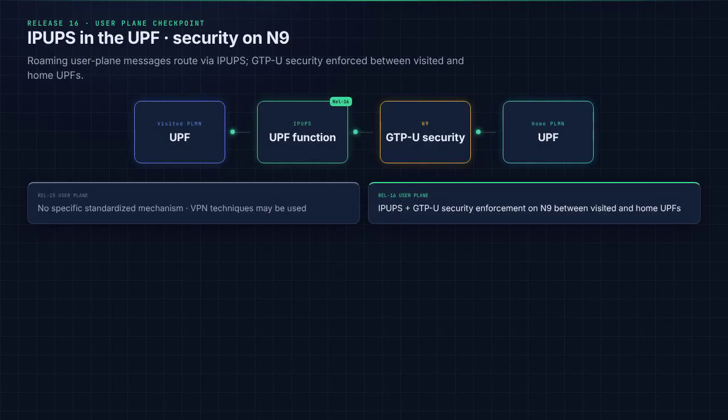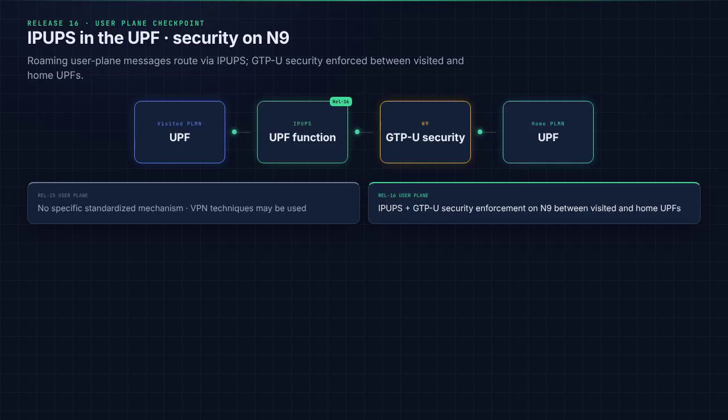Release 16 answers the missing lane with a named checkpoint. IPUPS, Inter-PLMN User Plane Security. IPUPS is not another SEPP. It is new functionality in the UPF, the user plane function. Roaming user plane messages are routed via IPUPS. The enforcement point the sources highlight is GTPU security on the N9 interface between the visited PLMN UPF and the home PLMN UPF.